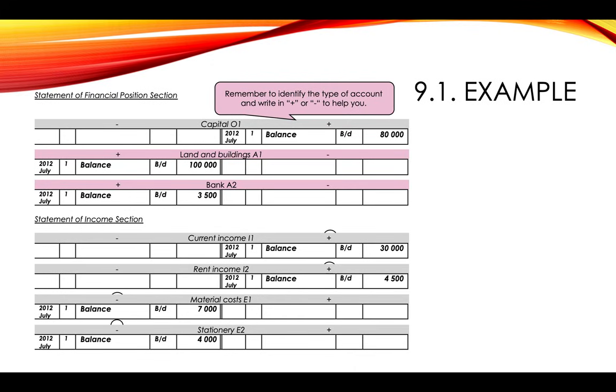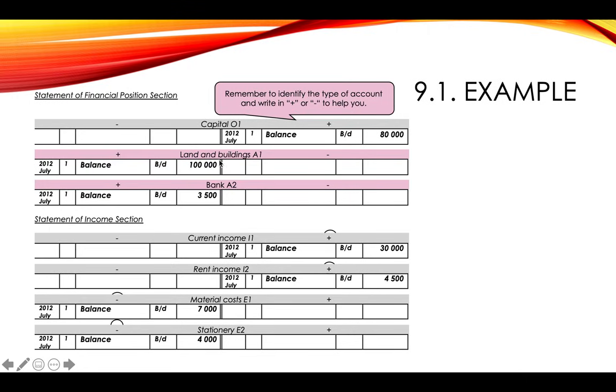Let's look at example 9.1. Before you even start using your opening balances, you want to classify your accounts. Capital is an equity account, and so you need to identify it as equity. You could actually write a little OE above over here. I've used folio references that identify or classify the account, but that won't always be the case. So get into the habit for yourself of saying capital is an owner's equity, write a little OE, and therefore it goes minus plus.